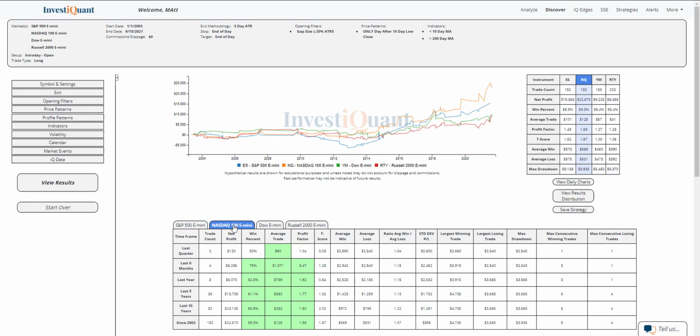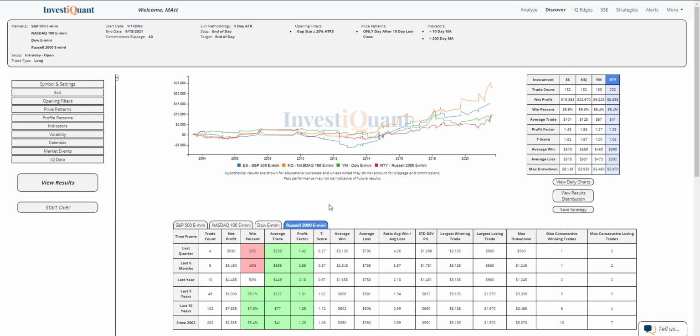Let's look at the NASDAQ. NASDAQ last 5 years, about 61%. Last 10, 61% as well. Dow, 58% in the last 5 years, 57% in the last 10. And Russell, 59% in the last 5, 58% in the last 10.